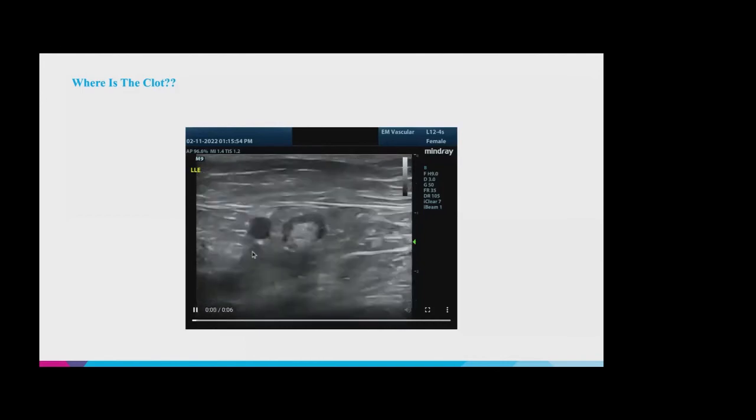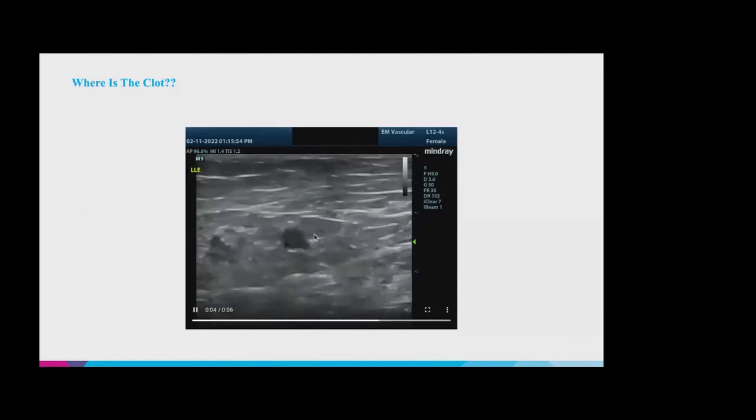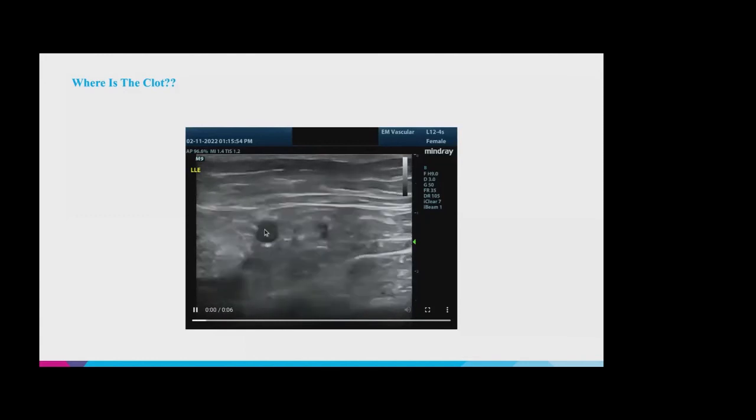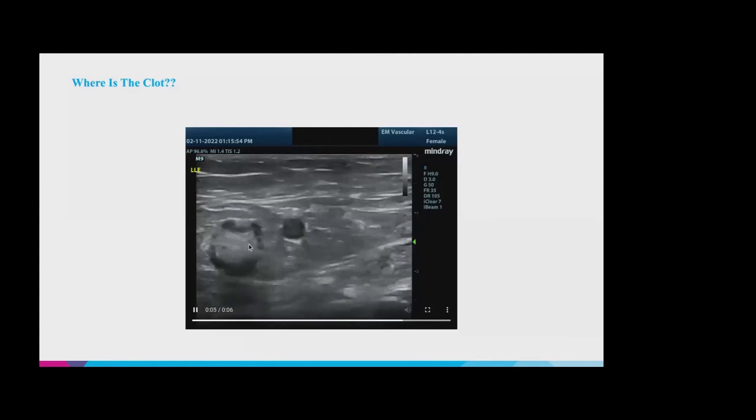The other thing you can do potentially if you're not sure is you can add color, right? And so if these were true DVTs, you would still be able to see some flow around it. Whereas if there was no flow, that would be another indicator that they were probably lymph nodes.